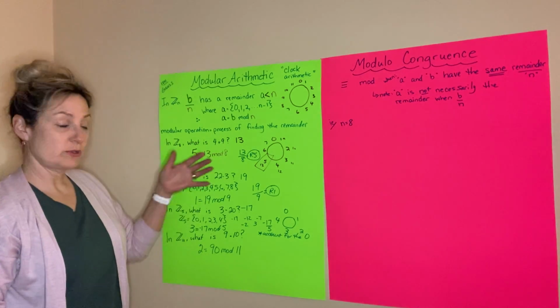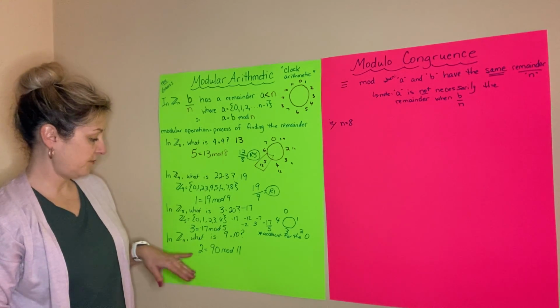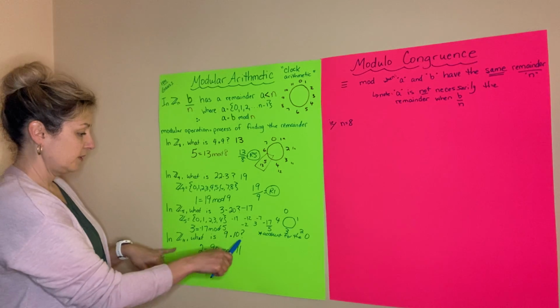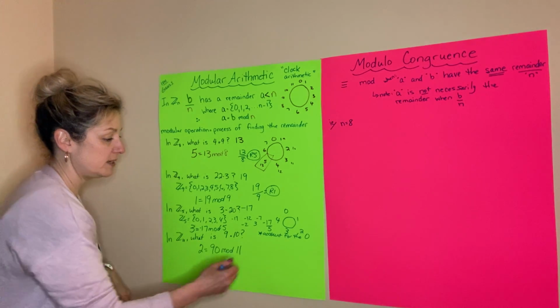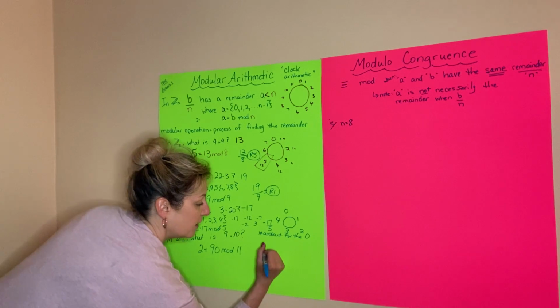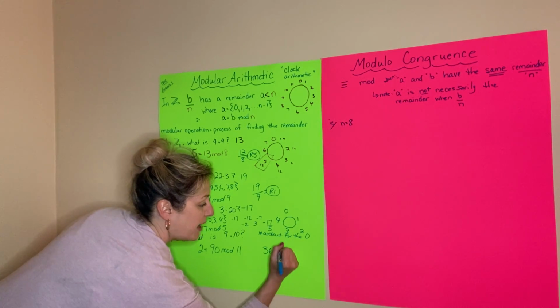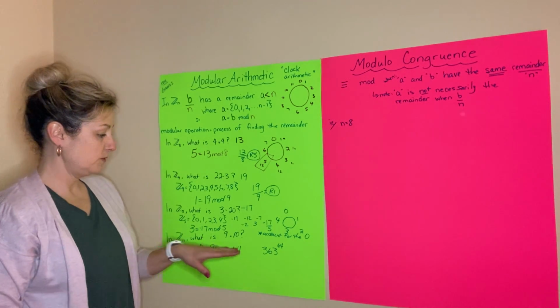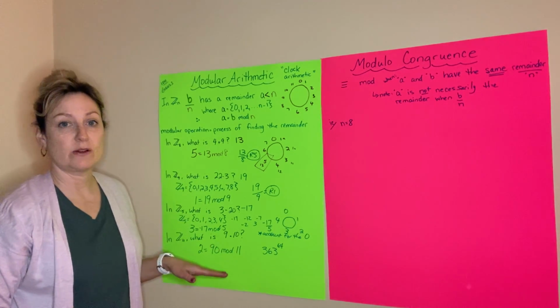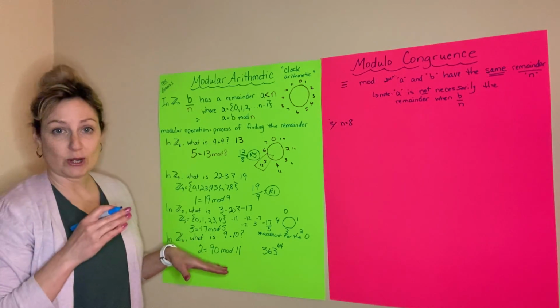So those are a couple of different tricks to find what your modular arithmetic is. It will be really helpful when you get to things like 363 to the power of 64. Then you'll be able to use modular arithmetic to figure this out. So you start at the basics and then you work your way up.